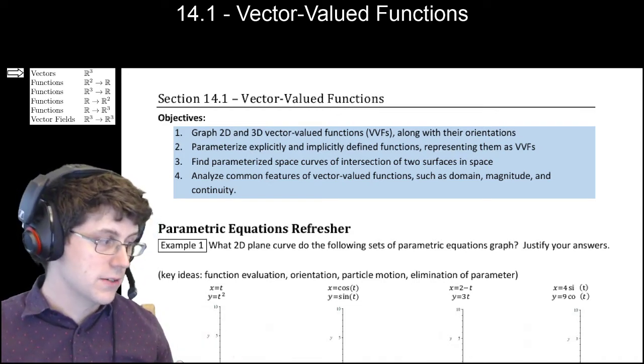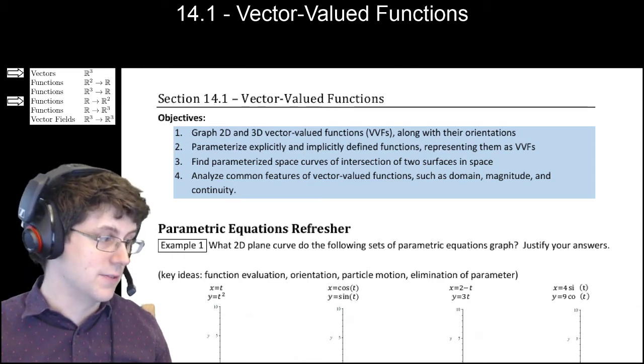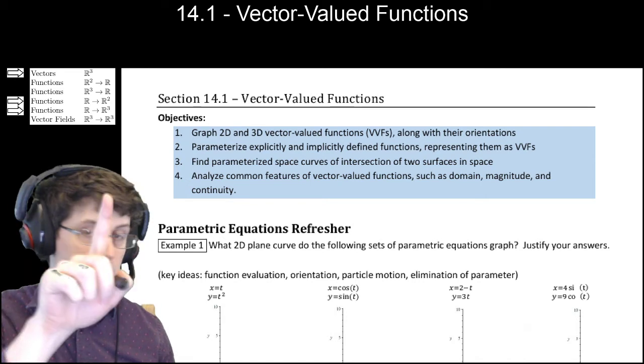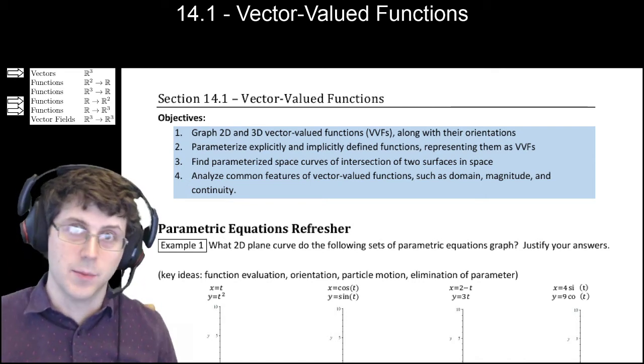What we're hoping to do in chapter 14 is really get into these kinds of functions, vector-valued functions, which are these two additional ones. Let's just jump right in.